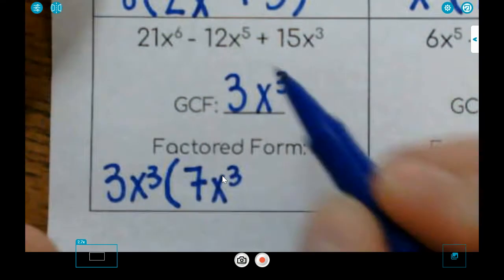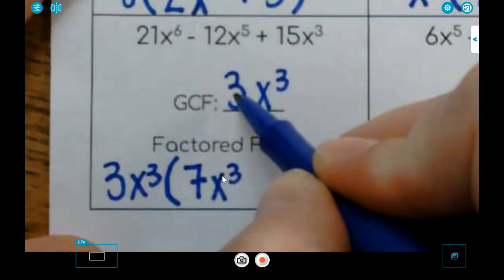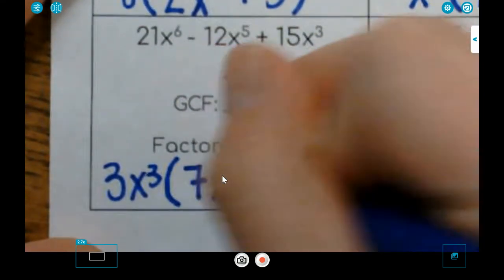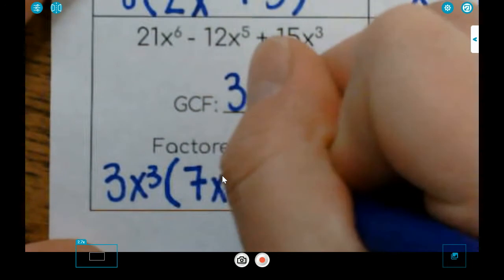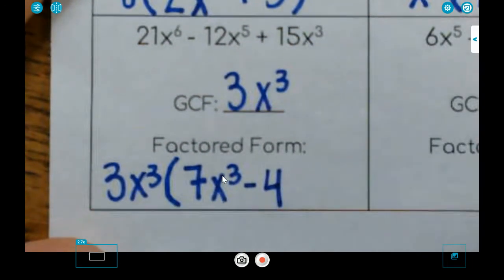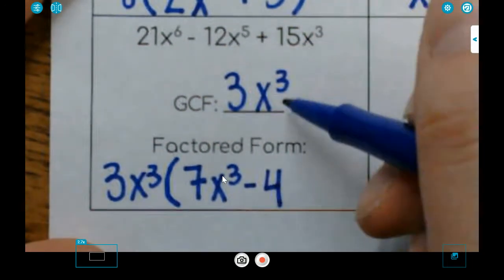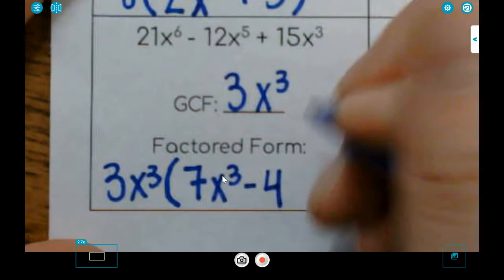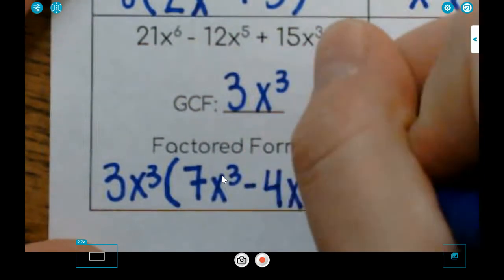Then negative 12 divided by 3, so that negative stays. 12 divided by 3 is 4. x to the 5th, 5 minus 3 is 2. 4x squared.